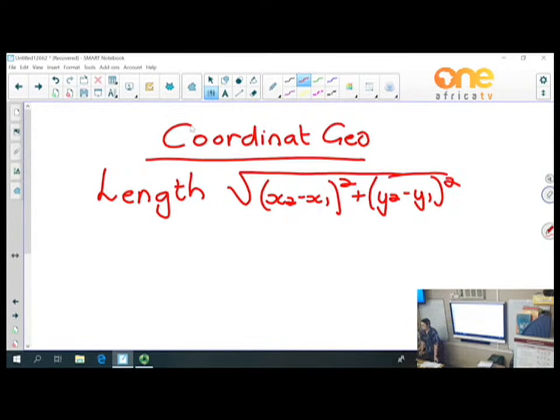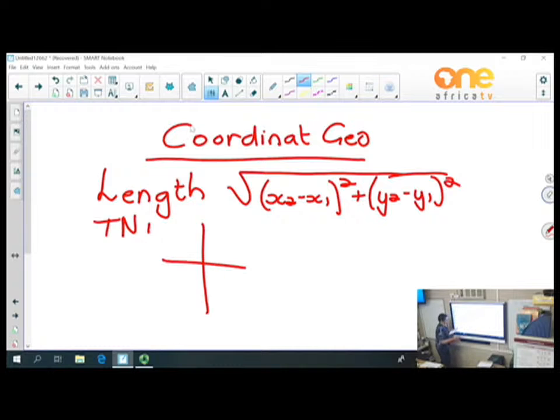So if you look now on your worksheet, there's the length formula. I've pasted it there for you. Calculate the distance between the following points. Give your answer correct to 3 significant figures. Now we're going to draw it and then we're going to do the calculation. So in your workbooks now, try number 1.